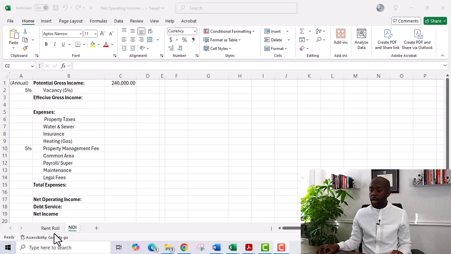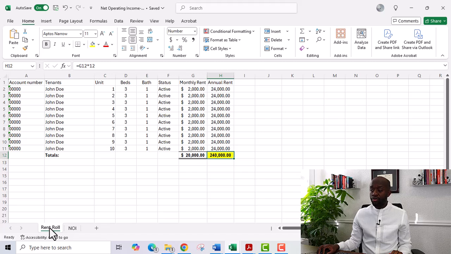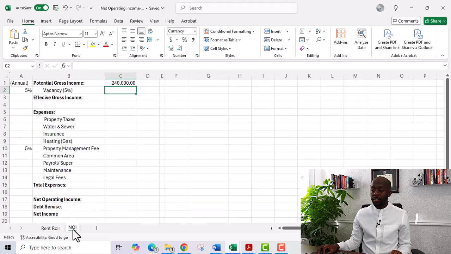So jumping into our spreadsheet here, you'll notice that we have the property's rent roll. For example, we're going to be calculating the NOI on a 10-unit investment property. As you guys can see here, we have our annual income for this investment property, which is going to be $240,000. Now we'll go ahead and start calculating our NOI. You'll see here we have our potential gross income for the property, which is going to be $240,000.